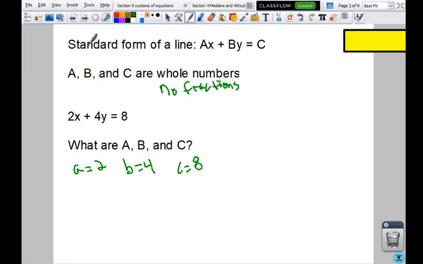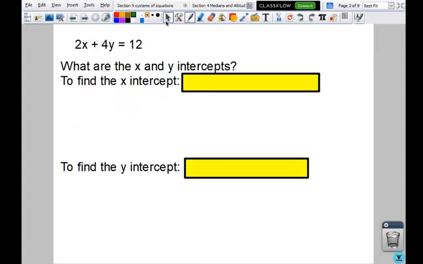And the reason we use standard form is because standard form is really, really nice for finding your x and y intercepts. So it's really nice for finding where your graph crosses the x and y axes. So we're going to find the x and y intercepts on 2x plus 4y equals 12.